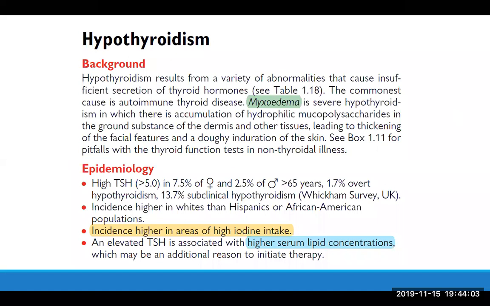Hypothyroidism results from a variety of abnormalities of the thyroid gland, resulting in insufficient secretion of thyroid hormones, T4, which is converted to T3. The incidence is higher in areas of high iodine intake, because high intake of iodine can suppress thyroid hormone synthesis and release. Elevated TSH is associated with high serum lipid concentration. So in every case of hypothyroidism, there is a lipid abnormality.